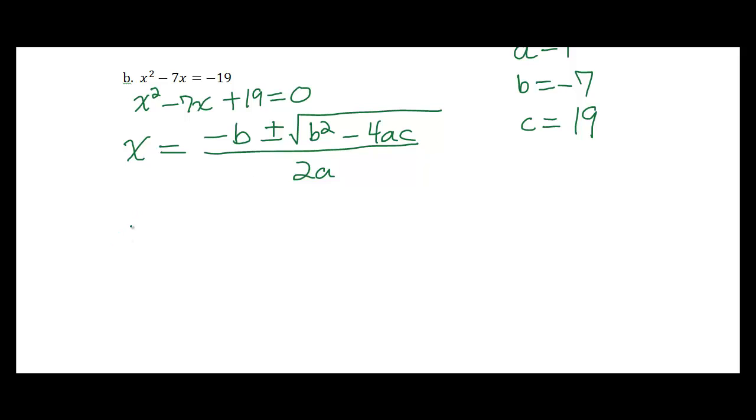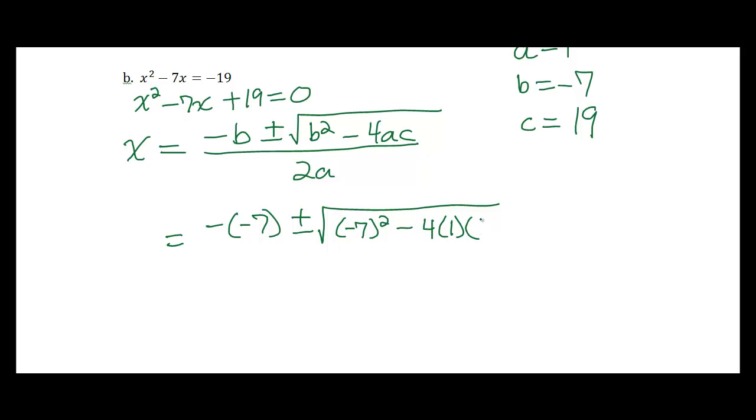And so I'm going to put these values into my quadratic formula. I get a negative 7 plus or minus the square root of negative 7 squared minus 4 times 1 times 19, all over 2 times 1 because a is 1. And the rest is just simplifying, right?